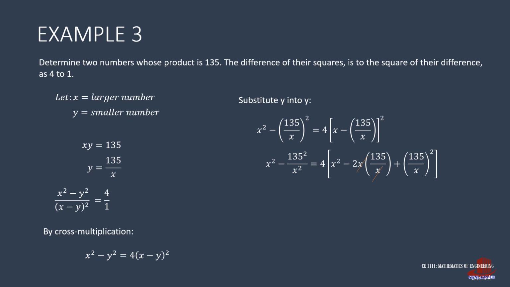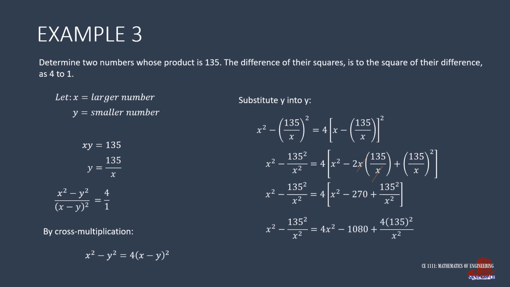At this point, cancel x in the middle term of the expansion to have x squared minus 135 squared over x squared as equal to 4 times x squared minus 270 plus the square of 135 over x squared. Take out the brackets and get x squared minus 135 squared over x squared as equal to 4x squared minus 1080 plus 4 times 135 squared over x squared.